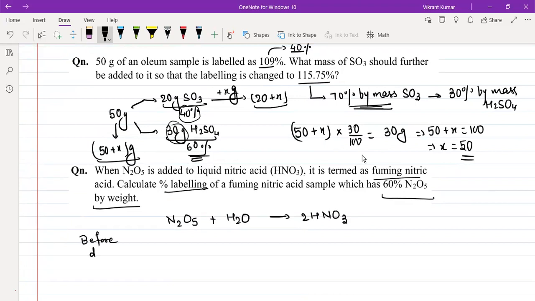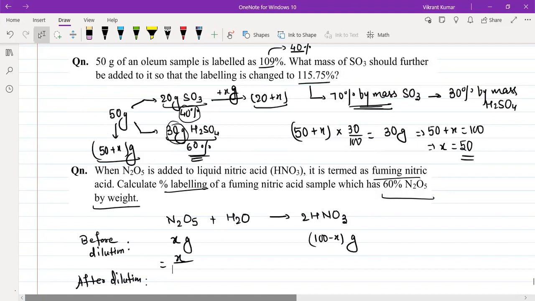Now before dilution, if I take this was x gram, like यहाँ 60 दिया but x में पहले निकाल लेते, then we'll put x equals 60 at the end, so that we'll get the formula also. This was 100 minus x gram. Now after dilution the reaction will happen, but what about the moles of this thing? If you want to work in terms of moles, the molar mass of N2O5 is 28 plus 80, 108. So these many moles were there. Now this will become 0.